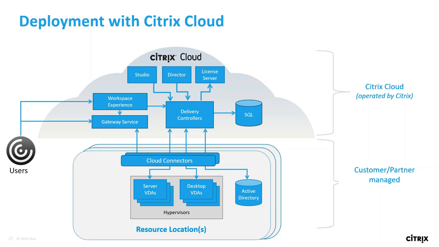And the cloud connector is how you tie in the resource location to your Citrix cloud account, which gives your CVAD service access to spin up the VDAs on your hypervisor or cloud, and gives you access to publish apps and desktops to your users and groups in your Active Directory, right?